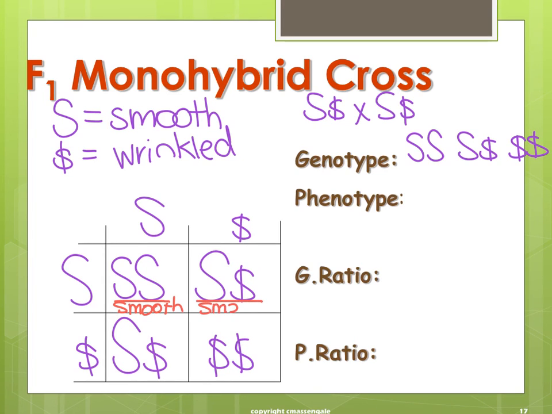How did you know that one was smooth? It has 1 dominant allele. This one here is the same as the other one, so that's going to be smooth. And how about this one? Wrinkled. So my phenotype is going to be what? I have smooth and wrinkled.